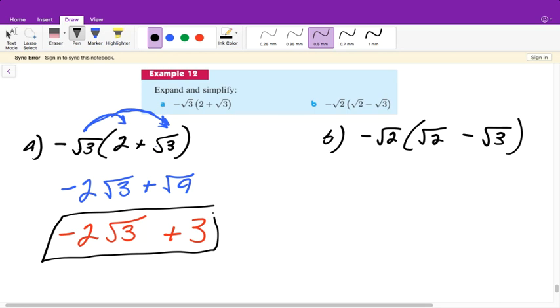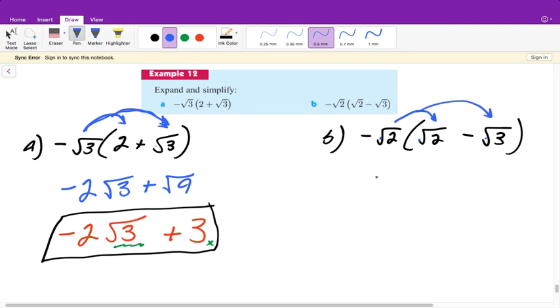We can't combine the negative 2 and 3 because they're not like terms. This one has a square root of 3 and this one does not. All right, so that is it for A. Now for B, same thing. I notice that there's 3 radicals. So I look and see, are all of my indices the same? Yes, they're all square roots. So I'm going to distribute this in.